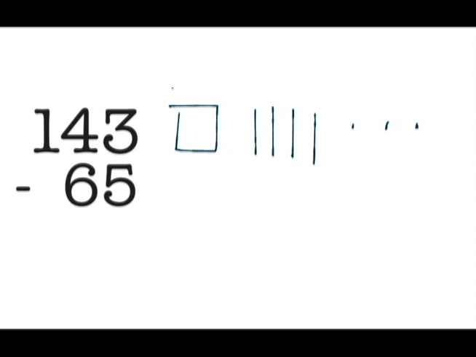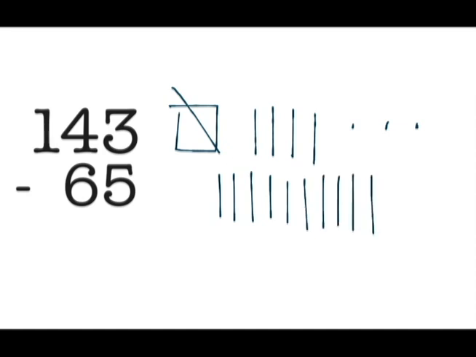I'm going to start by trading this flat, a group of 100, for 10 groups of 10. That should fix my problem with subtracting 6 groups of 10, but I still need to replace a group of 10 with some more 1s. So I'm going to take away a group of 10 and replace it with 10 1s.